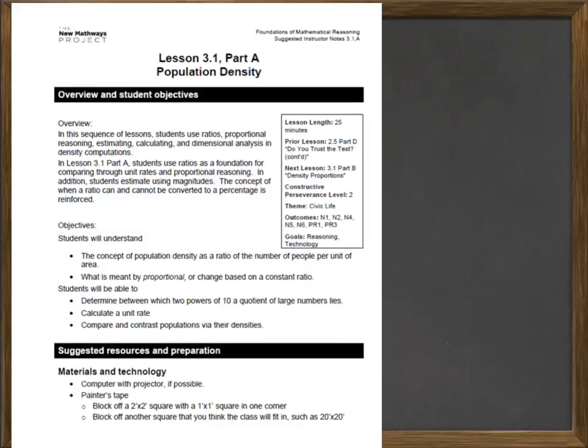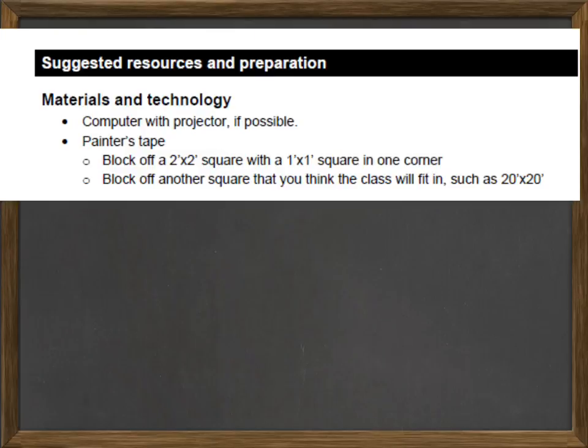A second audience that I'd like to read for is the teachers. If you have document 3.1a, the teacher notes, out, I'm looking at the part that has the overview and objectives and the suggested resources and preparation. Down near the bottom, it talks about some materials you need, and what it suggests is that you tape off part of a room that's 20 by 20.